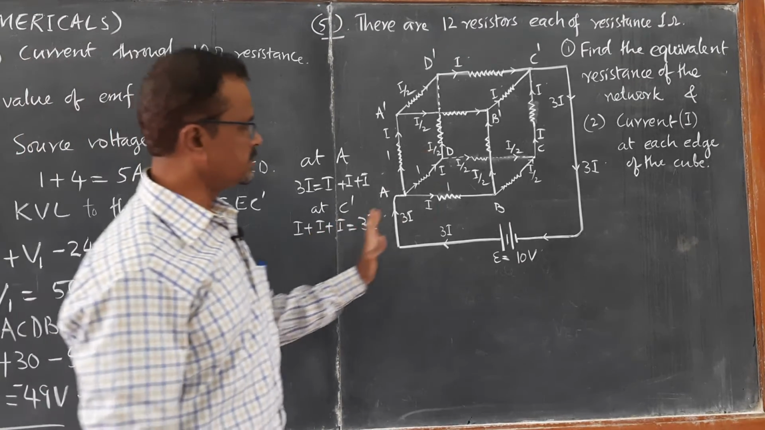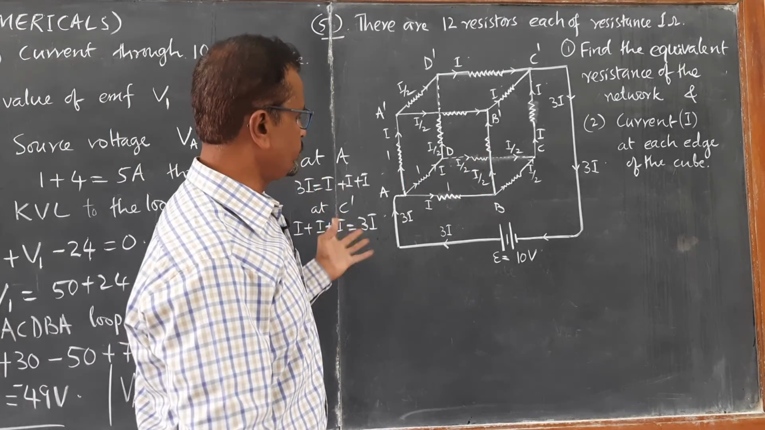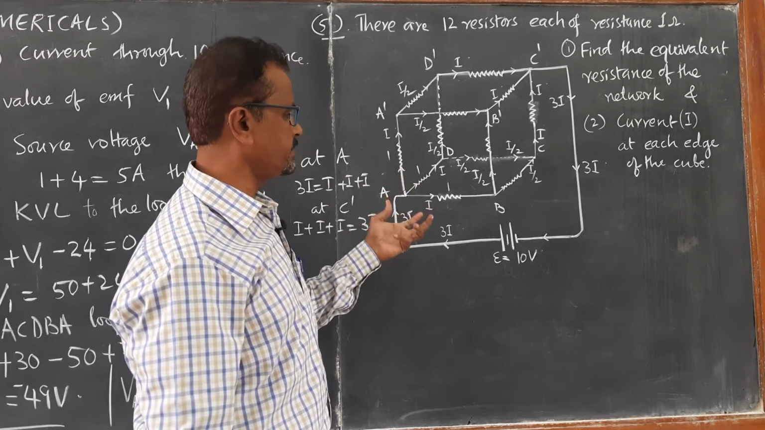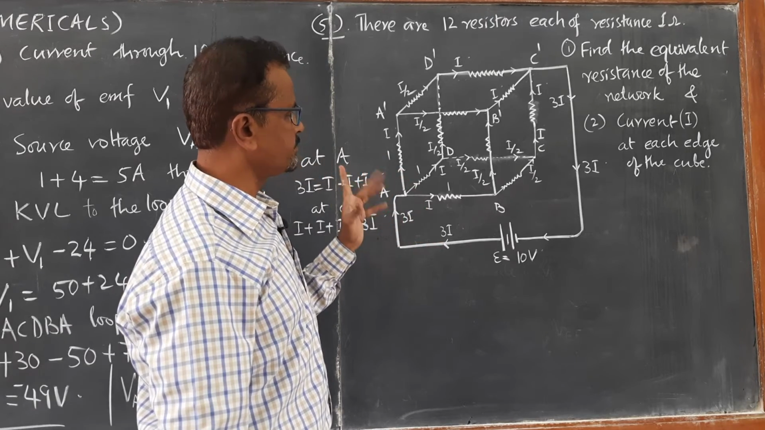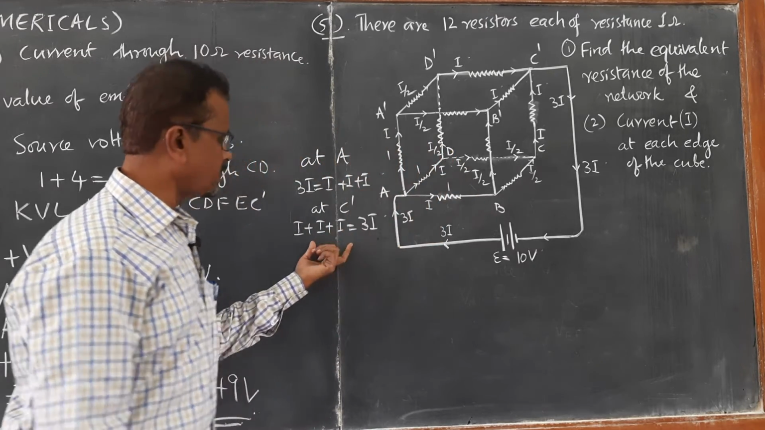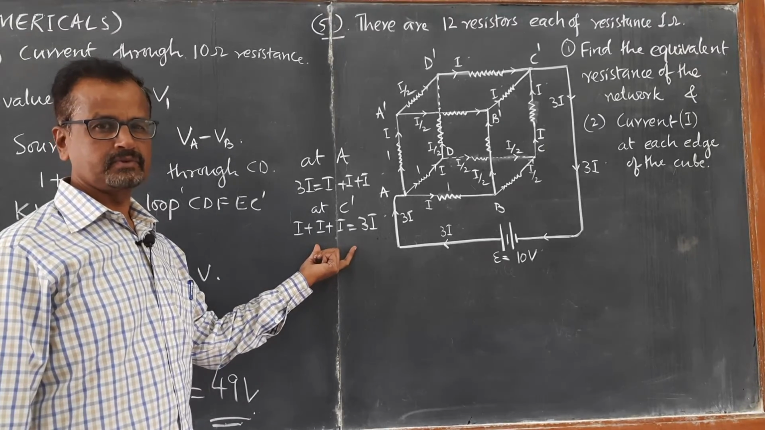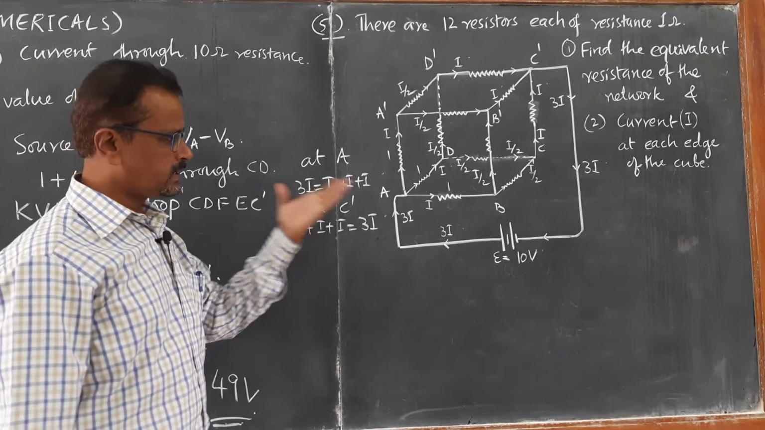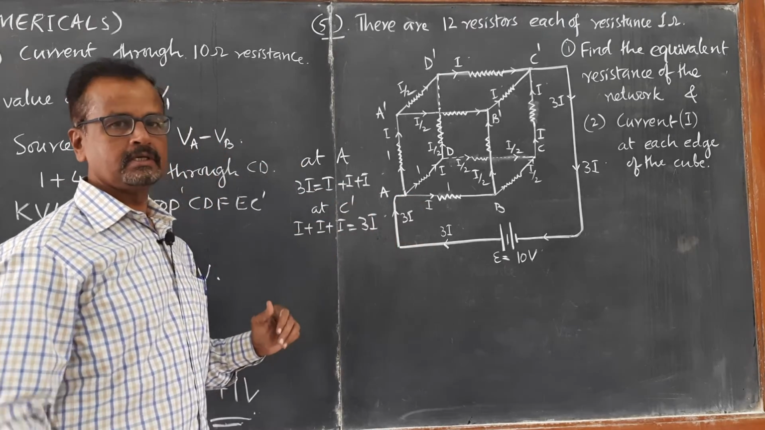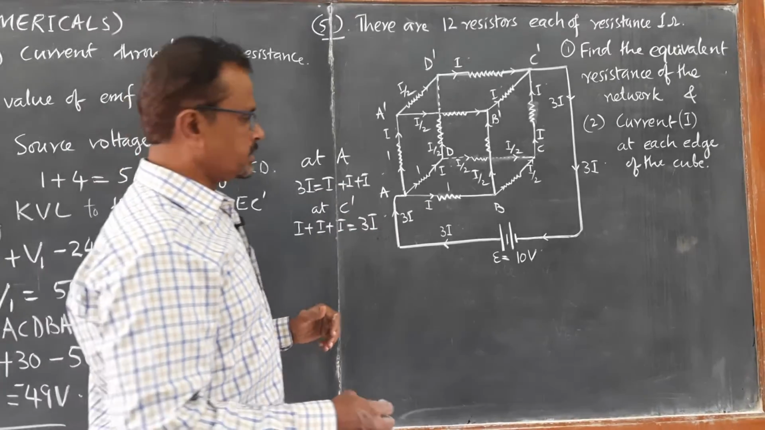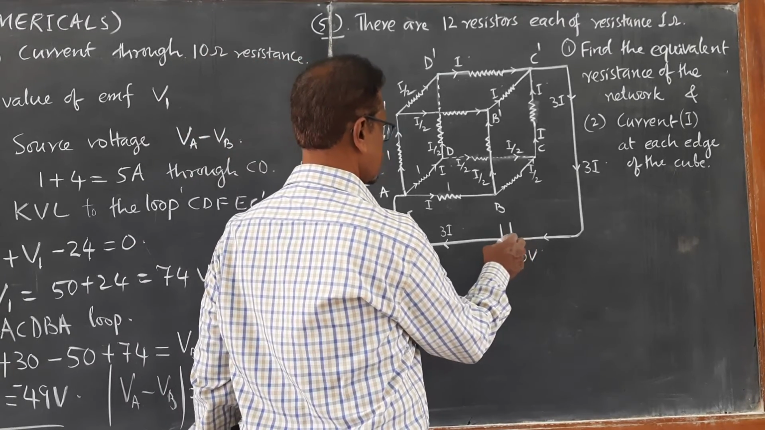Look at this. This appears to be very complicated. We will make it simple because of symmetry. Already we have applied Kirchhoff's current law, Kirchhoff's first rule, KCL, and we got this. Now we will apply Kirchhoff's second rule, that is KVL, to this closed path.